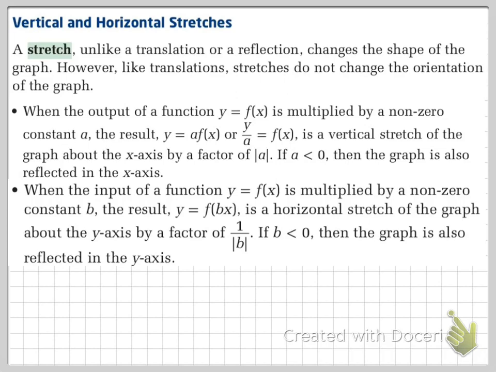Now let's look at the second one. This time, when the input of a function y equals f of x is multiplied by a non-zero constant, say b, the result is going to be written as y equals f of b times x, where x was the old input, b times x is the new input. It's going to be a horizontal stretch of the graph about the y-axis, this time by a factor of 1 over the absolute value of b. And if b is less than 0, the graph is also reflected in the y-axis. Let's take a look at that in an example.